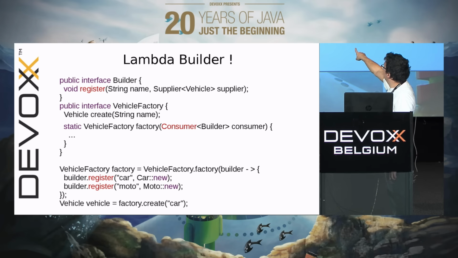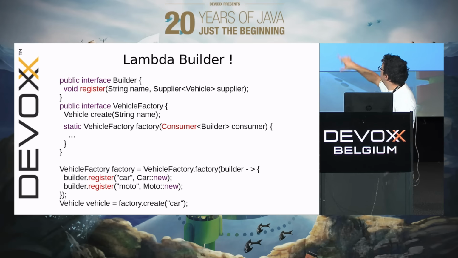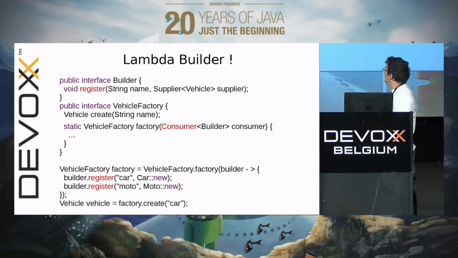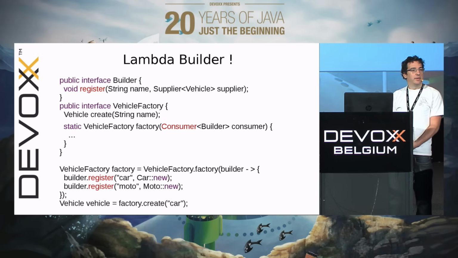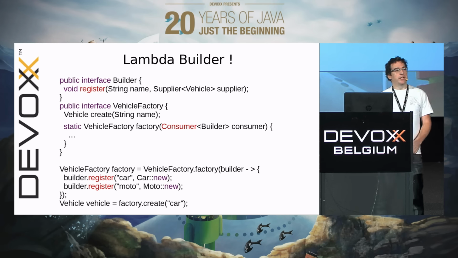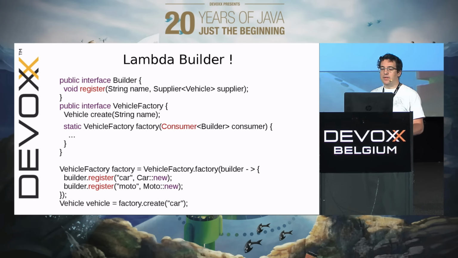You call factory. It will take a builder, and this builder is not created by the user. It's provided by the implementation of the method factory, and you, the user, can only register things on the builder. And at the end, what the user has is only the factory object. Okay? It's the lambda builder pattern.